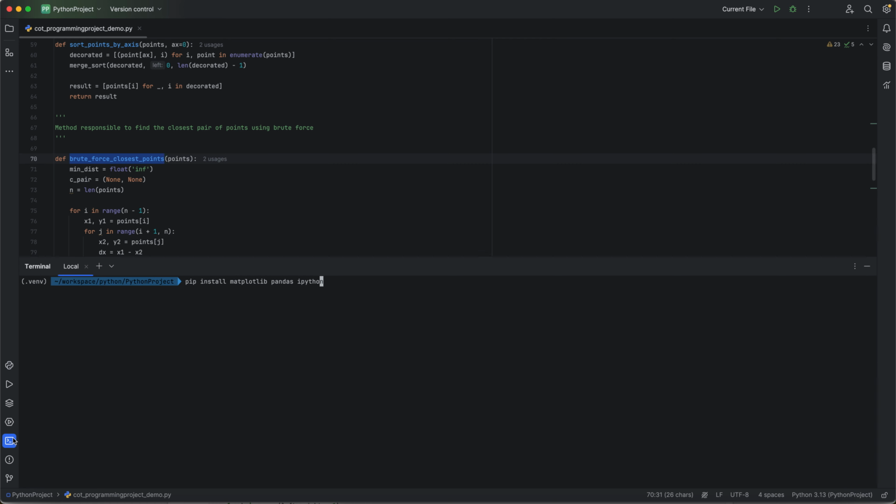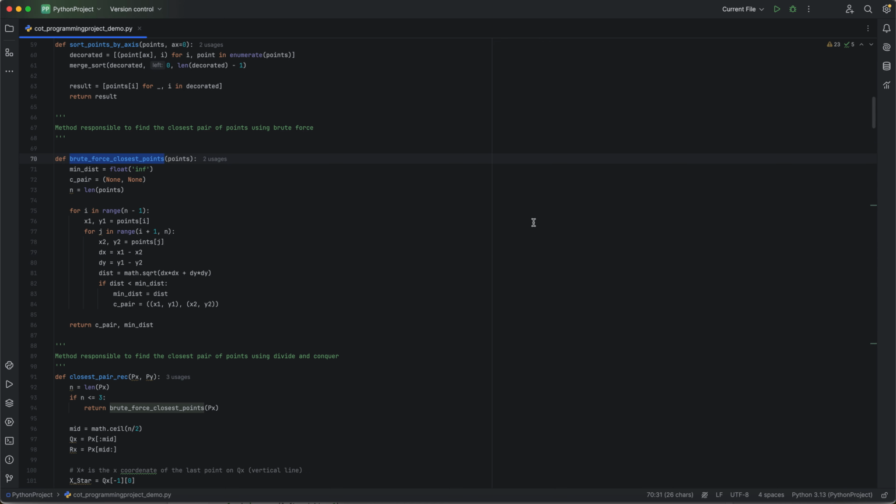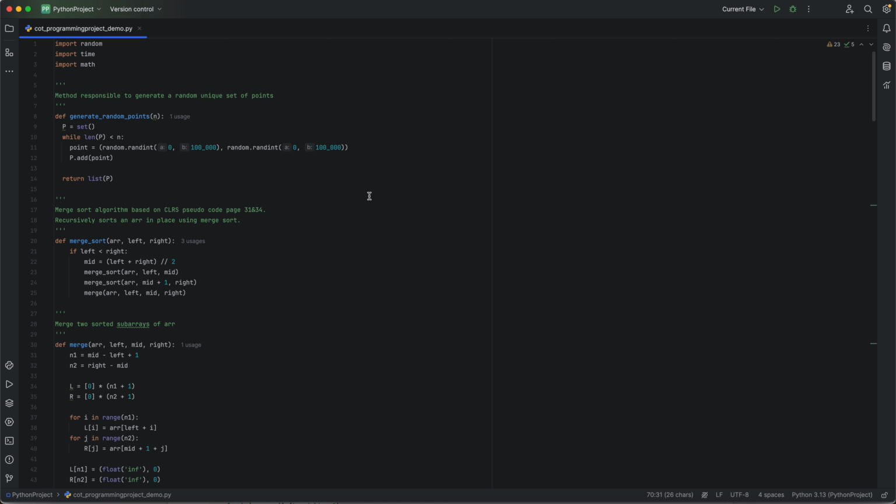This is my demonstration for the project closest pair problem. To run this project, you need to install Matplotlib, Pandas, and IPython. So this is how you install it. This is important for you to be able to see the tables and the graphs.